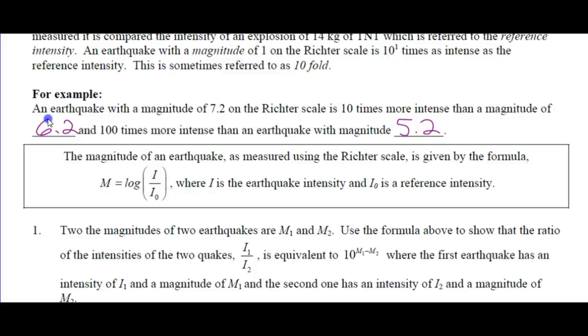The magnitude of an earthquake measured using the Richter scale is given by the formula M equals log of I over I naught, where I is the earthquake intensity and I naught is the reference intensity, right? The 14 kilos of TNT.